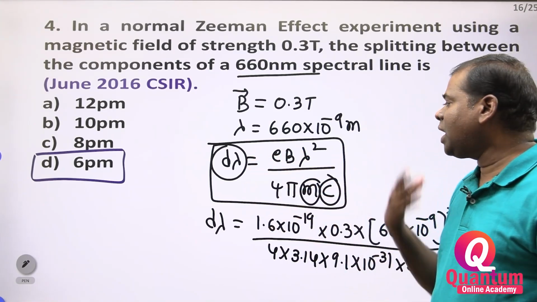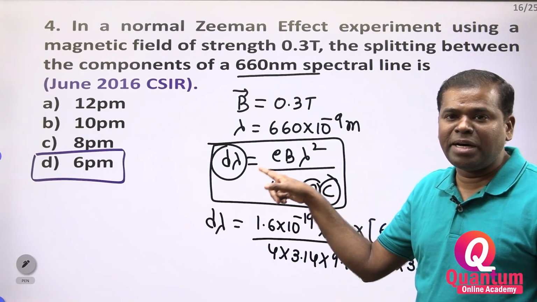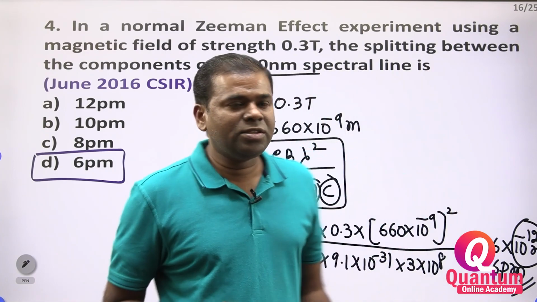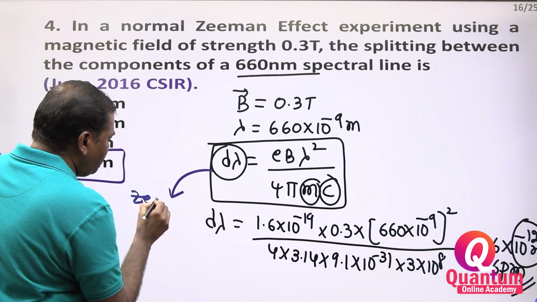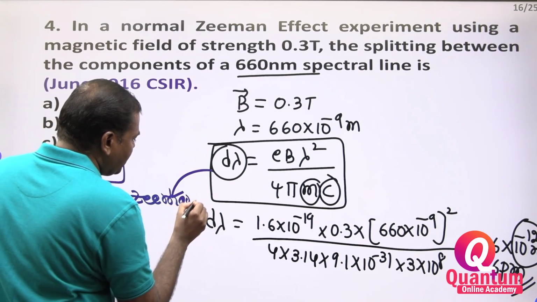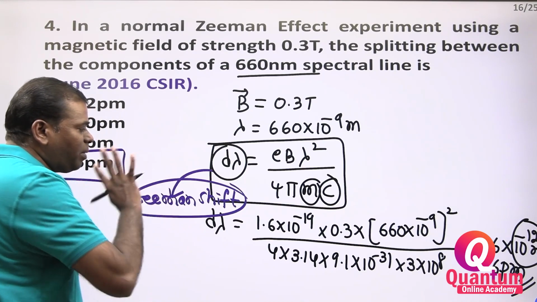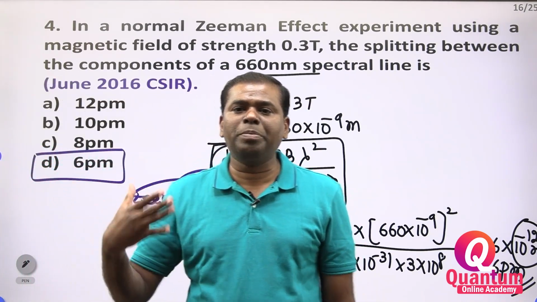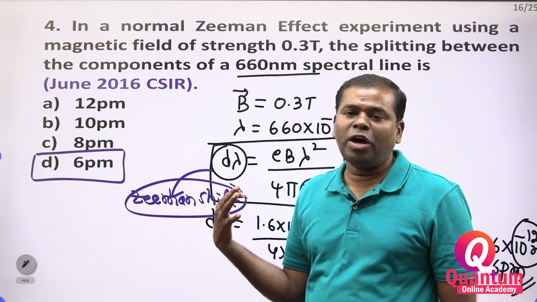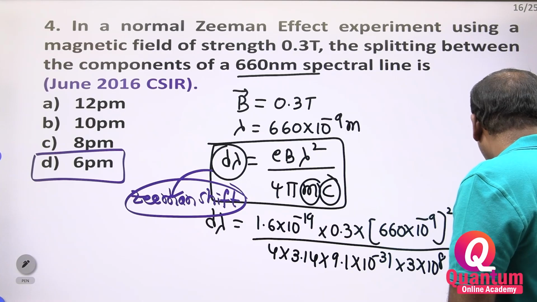If you know the Zeeman shift in terms of the wavelength, this one, which one is it? Classical Zeeman shift. Please remember this formula. This is a very, very important formula. This is the Zeeman shift. Many times in competitive exams, questions are asked based on this formula. Clear? This is very, very important.